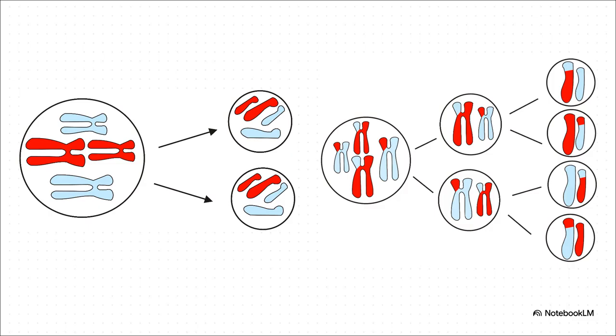Look here. On one side, we have mitosis. See? One cell divides into 2, and they are exact copies, identical twins. This is for growth and repair, like healing a cut.